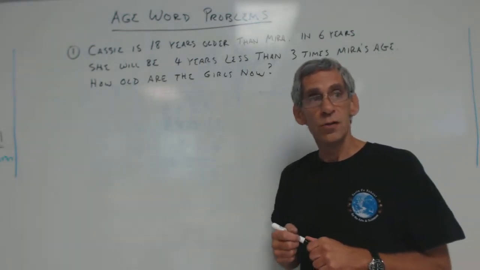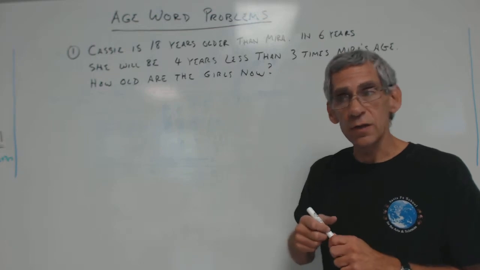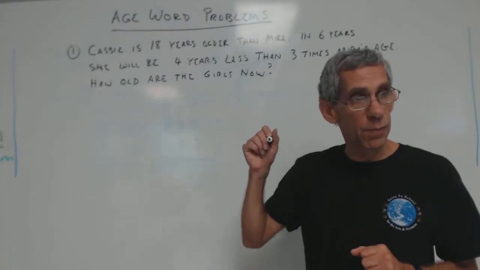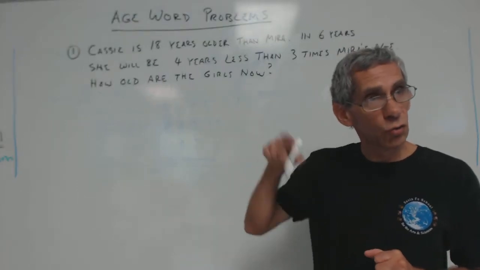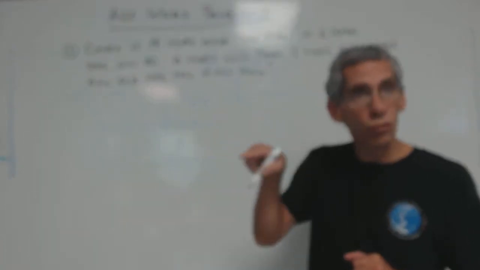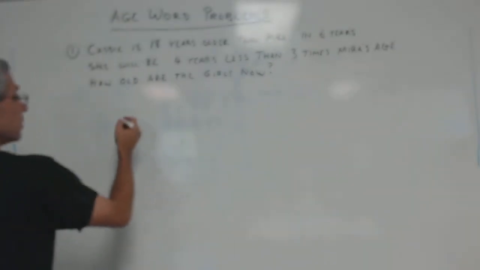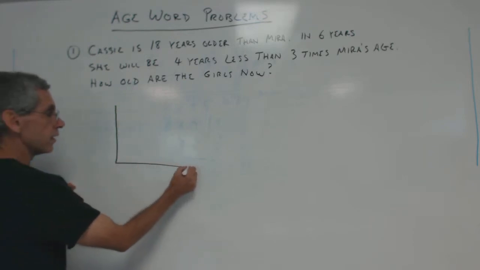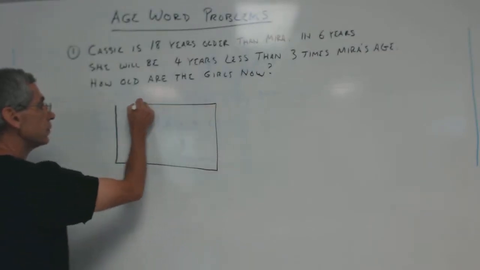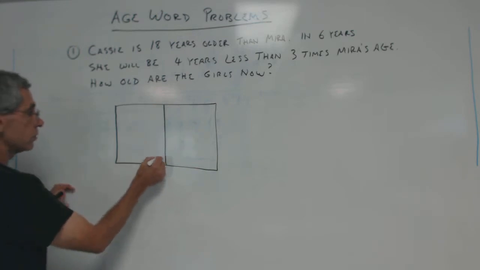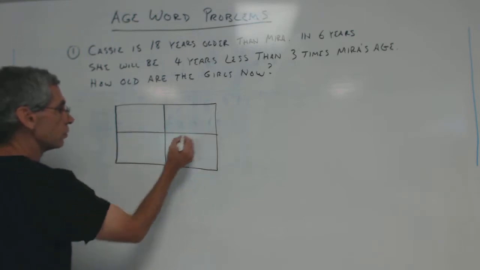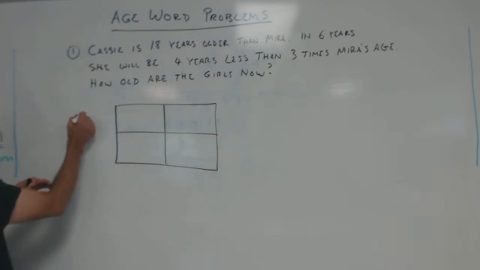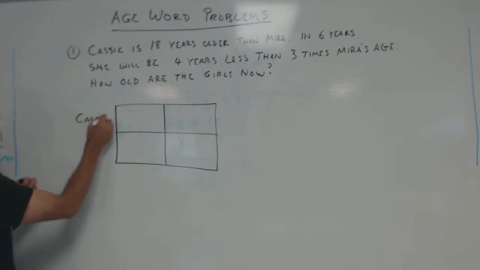No. So what I'm going to do is create a box with 2 columns and 2 rows. This is going to help you immensely organize your data. So here we go: 2 columns and 2 rows. And in my rows, I'm going to have Cassie and Mira.